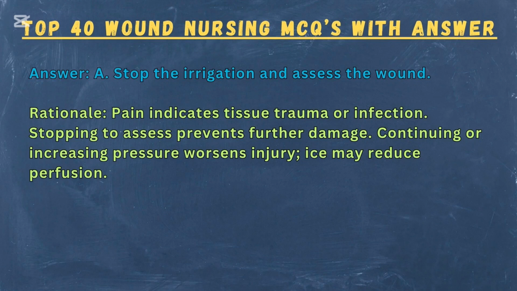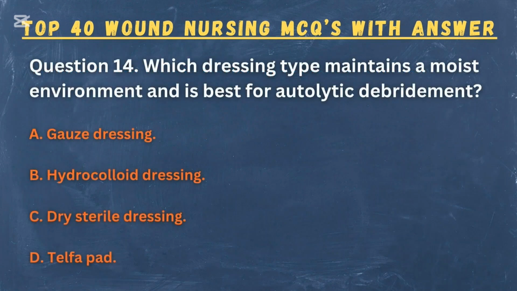Answer. A. Stop the irrigation and assess the wound. Rationale. Pain indicates tissue trauma or infection. Stopping to assess prevents further damage. Continuing or increasing pressure worsens injury. Ice may reduce perfusion.